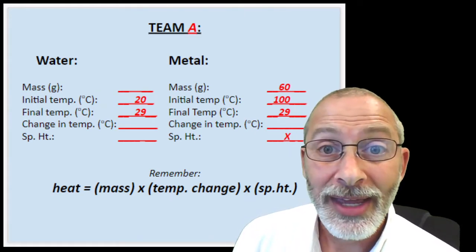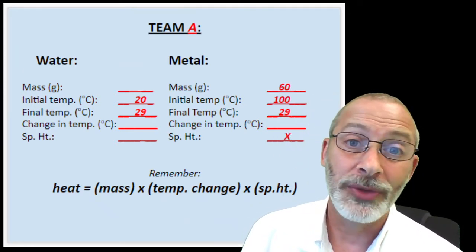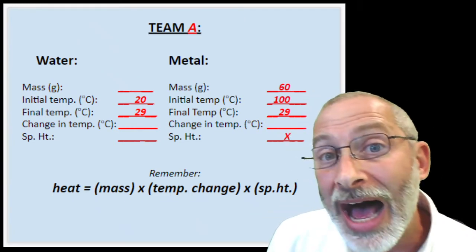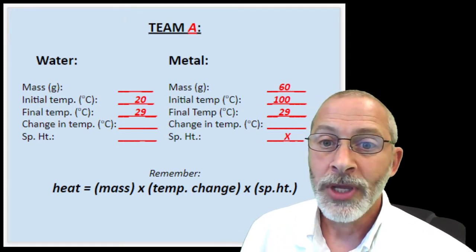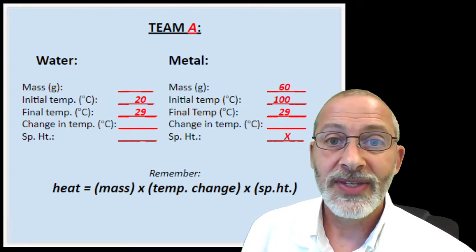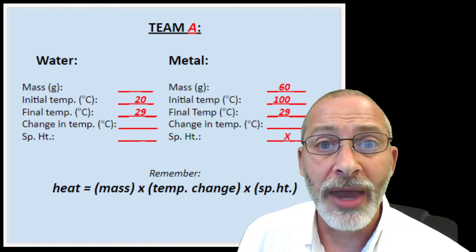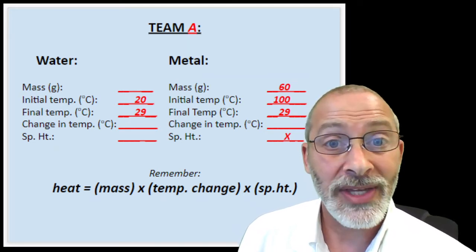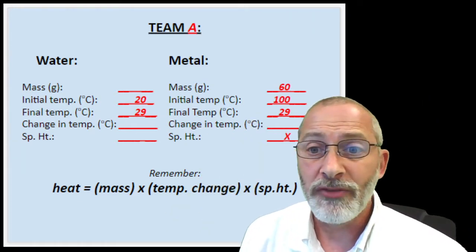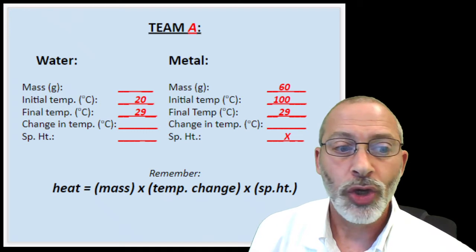And by the way, that final temperature is also the final temperature of the metal, which is in the water. Now that the temperature has balanced out, we've equalized the heat lost and the heat gained. So the final temperature for the metal is 29 degrees Celsius. Now, I've taken the liberty to dry off your hunk of metal and determine its mass for you, so you can write that down also. The mass of your hunk of metal is 60 grams. So Team A, 60 grams.